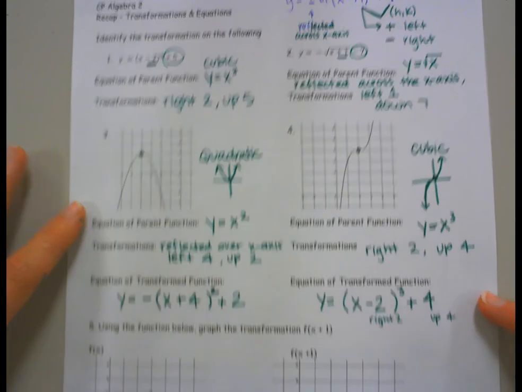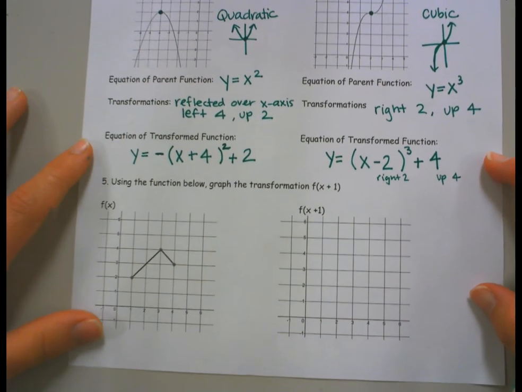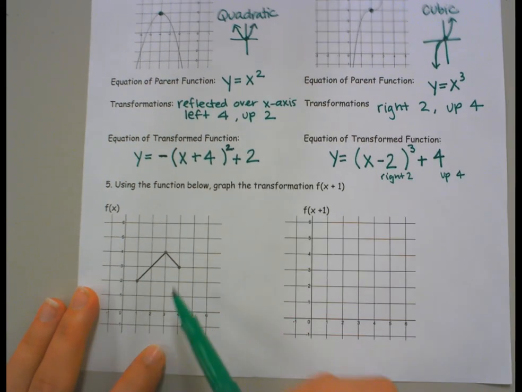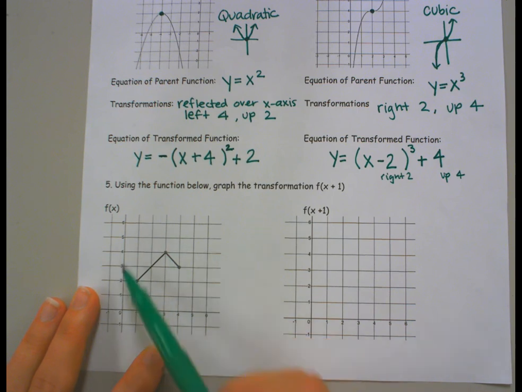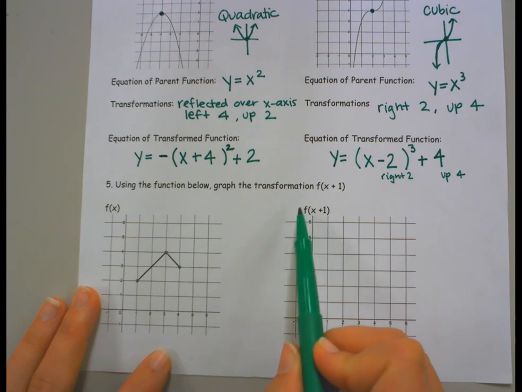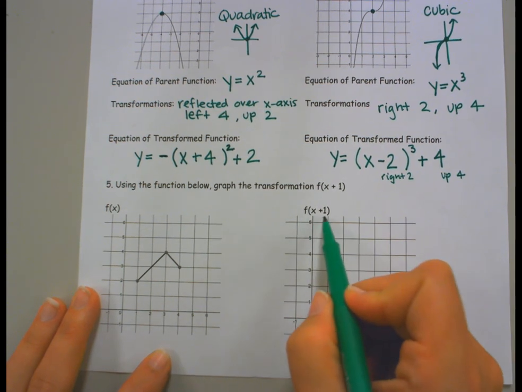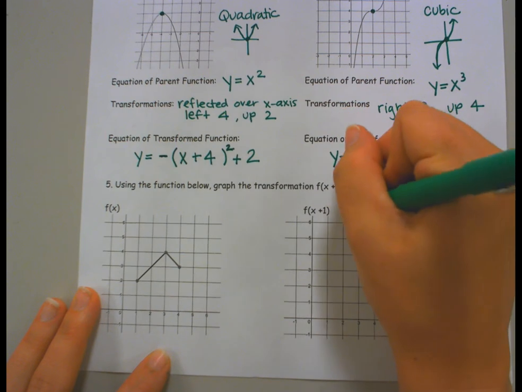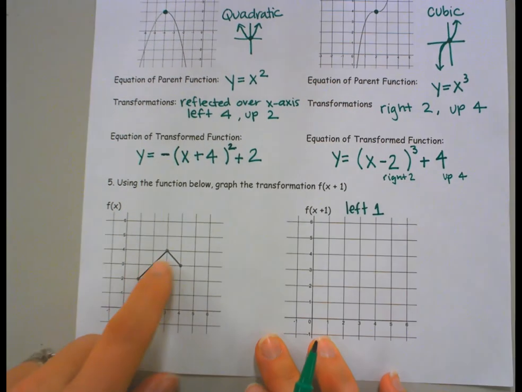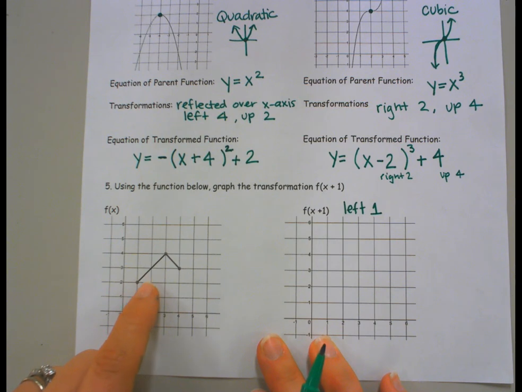So then the last part of transformations that we went over in class was moving any type of function from one graph to another. So for instance, this is f of x. This is what we're considering the parent function. So this graph could really look like anything. Then from this graph, I want to do this transformation. Well, a plus 1 on the inside means I'm going left 1. So the transformation is I'm going to take this graph and move it to the left 1.